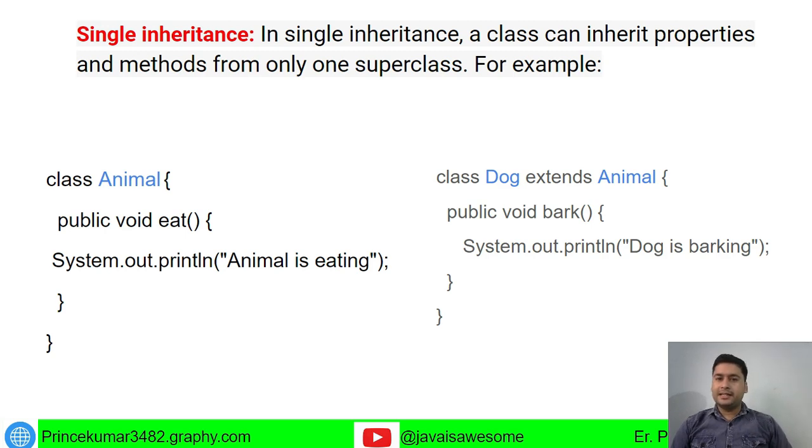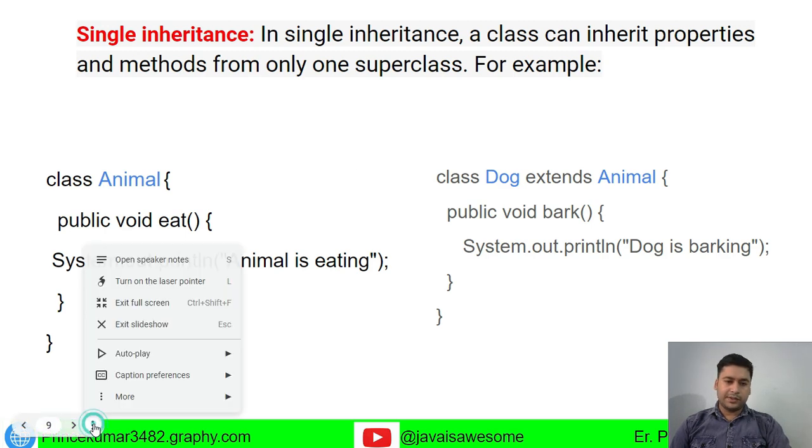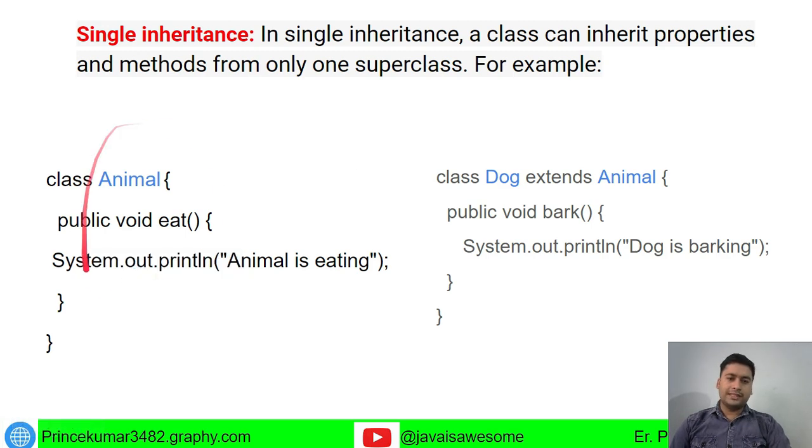In single inheritance, a class can inherit properties and methods from only one superclass. For example, you have an animal class here. Let me show you. This is the animal class and this is the dog class. Animal has some generic properties, which the dog class extends. So dog also has the animal properties. So we can say this is single inheritance.